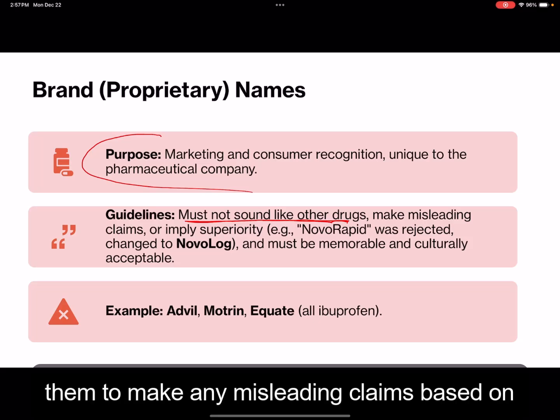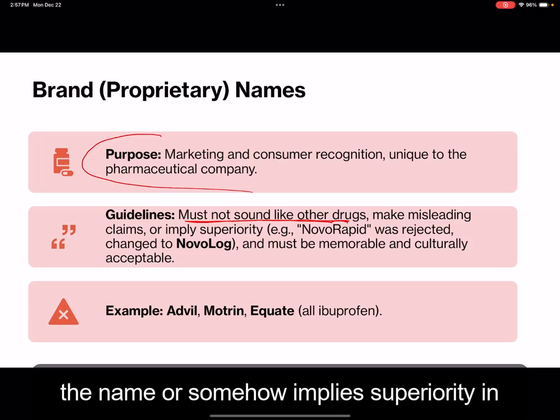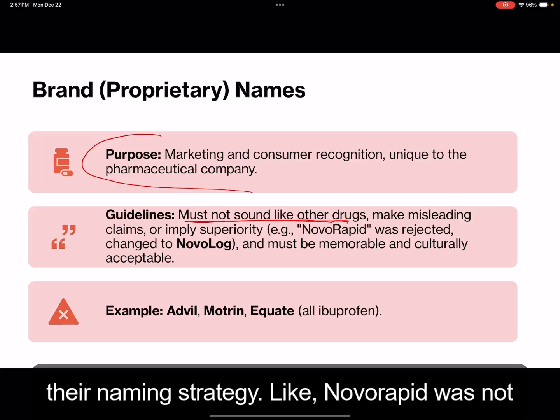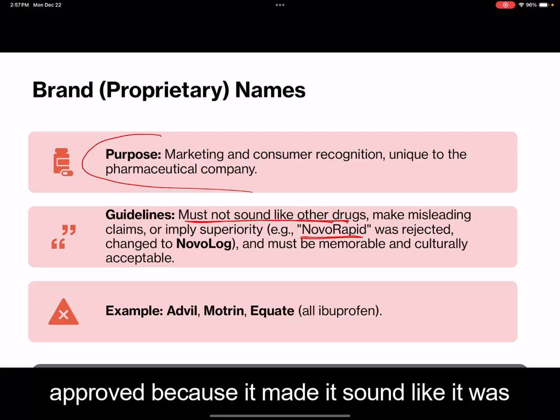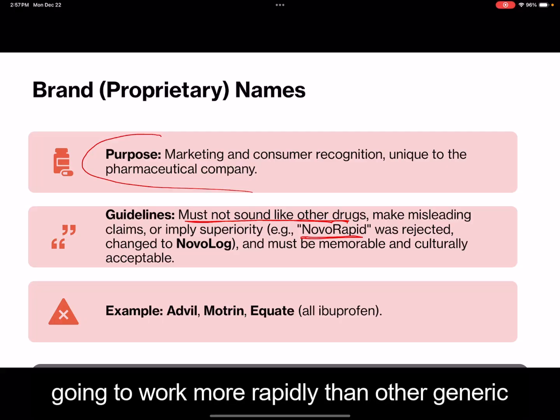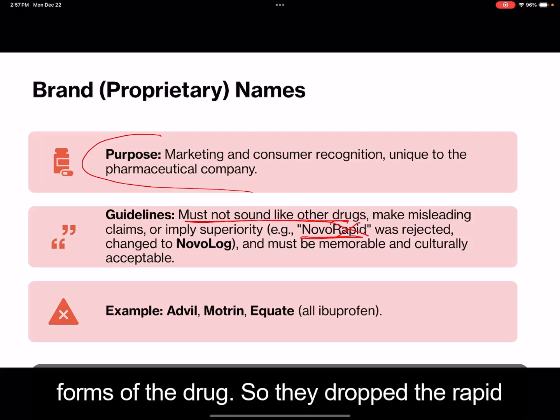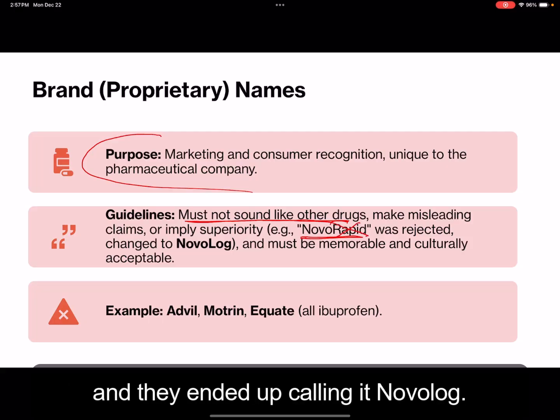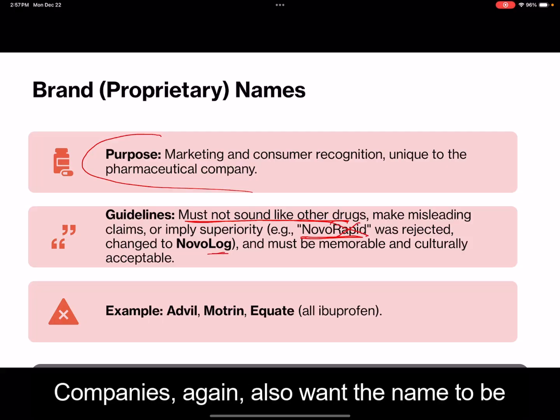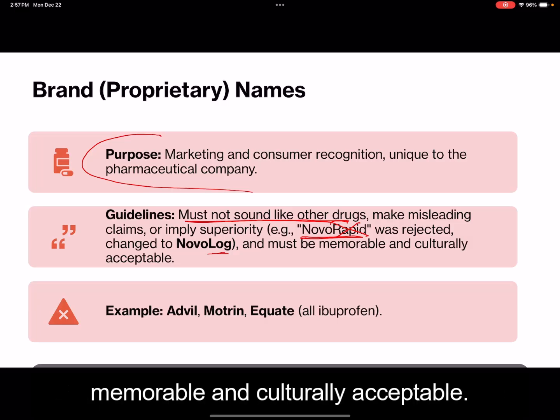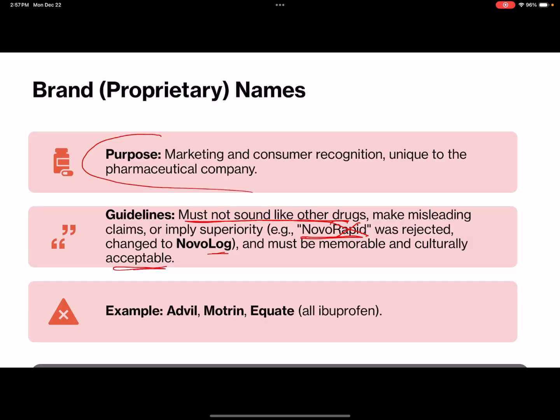They also do not allow them to make any misleading claims based on the name or somehow imply superiority in their naming strategy. Like Novo Rapid was not approved because it made it sound like it was going to work more rapidly than other generic forms of the drug. So they dropped the rapid and they ended up calling it Novolog. Companies, again, also want the name to be memorable and culturally acceptable.